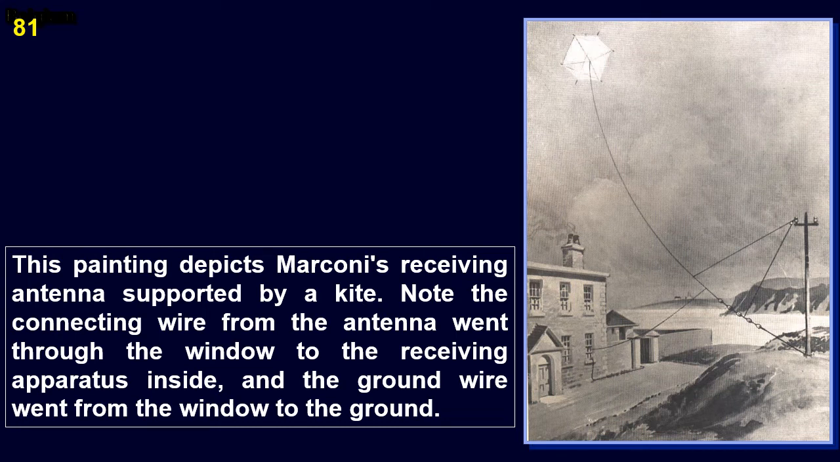This painting depicts Marconi's receiving antenna supported by a kite. Note the connecting wire from the antenna went through the window to the receiving apparatus inside, and the ground wire went from the window to the ground.